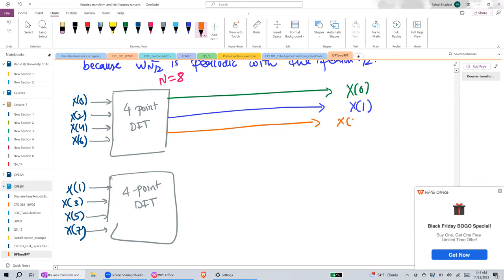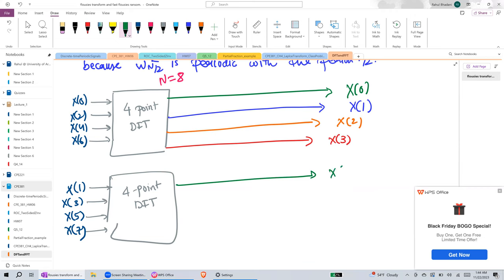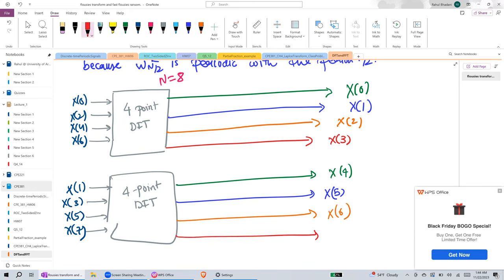This is for x2, and this is for x3. Similarly, x4, sorry, not x0, x4. Then this is x5, x6 and x7.